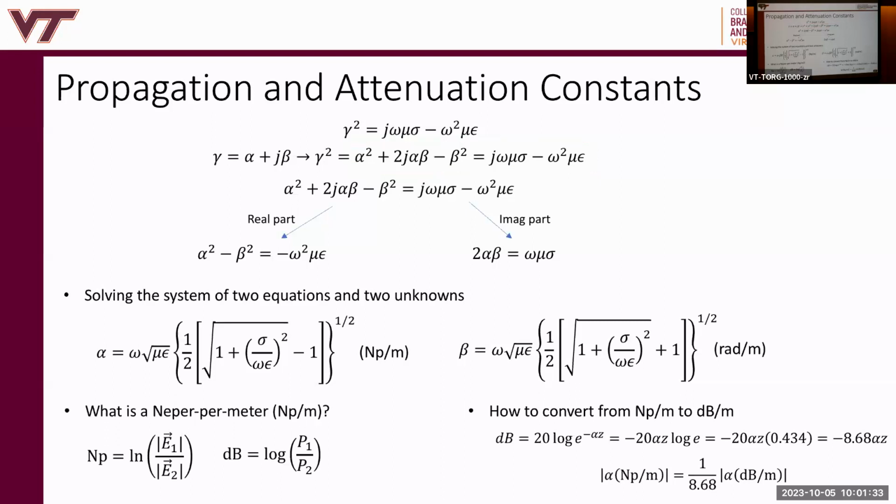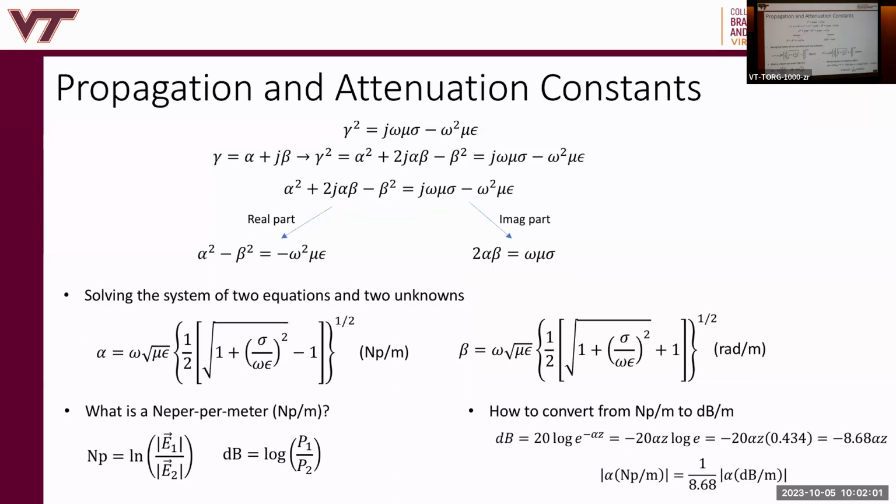And what you get is, this is the real part, alpha squared plus 2, or no. You have this on the left side, you have this on the right side. So all I did was copy it there, right? The real part is alpha squared, there's beta squared here, and there's omega squared mu epsilon, right? So these are all the real parts. The imaginary part is, we have a 2 alpha beta, and we have an omega mu sigma. 2 alpha beta, omega mu sigma.